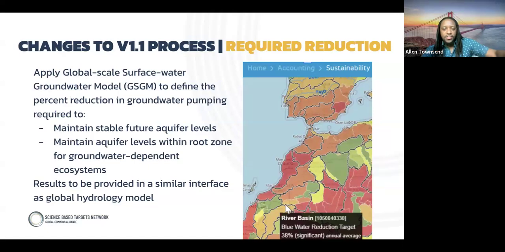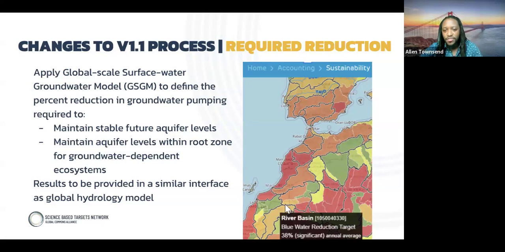Okay, the next part of the process that's being updated is the required reduction. Here we propose using the global scale surface water groundwater model, GSGM, to define the percent reduction in groundwater pumping to 1, maintain stable future aquifer levels, and 2, maintain aquifer levels within the rooting zone for groundwater dependent ecosystems. The results would be provided in a similar interface as we do now for surface water, using an online tool that we would develop to present the outputs of the model. That would give companies the percent reduction that's required.